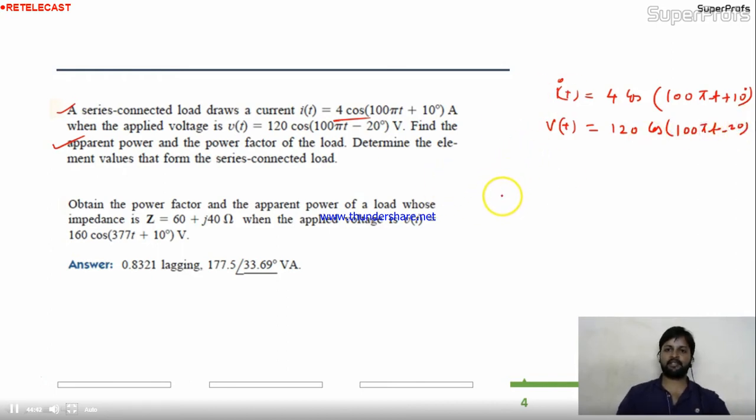We have seen earlier the apparent power is Vrms into Irms. What is the Vrms? Here V is given as 120.